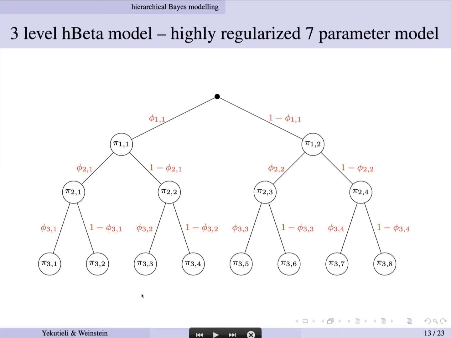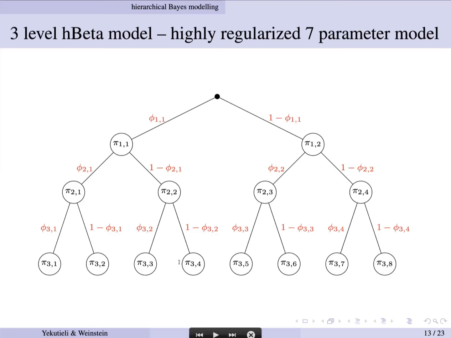I have 7 parameters in this model, but it's highly regularized, because it's locally regularized: these guys are almost the same. This is the idea that it looks like lots of parameters, but it's very highly regularized, okay? And the nice thing about it is that it's very easy to have a posterior on this.